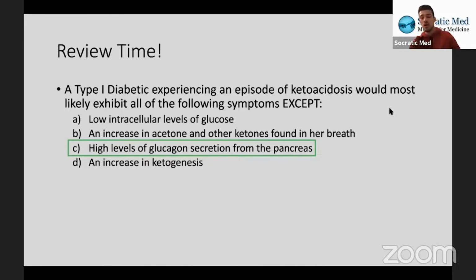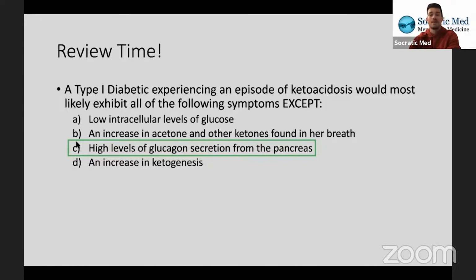That would be true because all of their glucose is basically sequestered in the blood. So whether it's because there's no insulin present or because there's an insulin resistance for the cells, regardless of either type of diabetes, that is going to be true. There's going to be low intracellular levels. So B, an increase in acetone and other ketones found in her breath. That's also going to be true, like we just spoke about a few minutes ago.